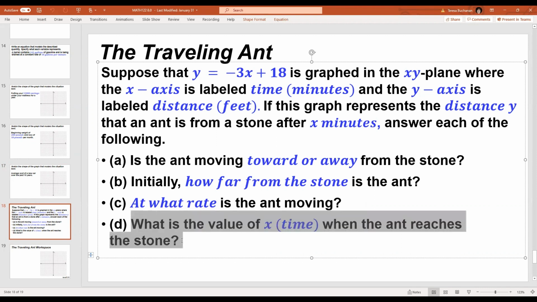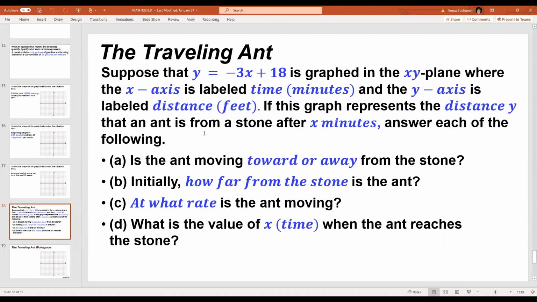And at what value of x, at what time in minutes, will the ant be at the stone? So what I'm going to do is give you a couple of broad strokes here and set you loose to try this one and turn it in.